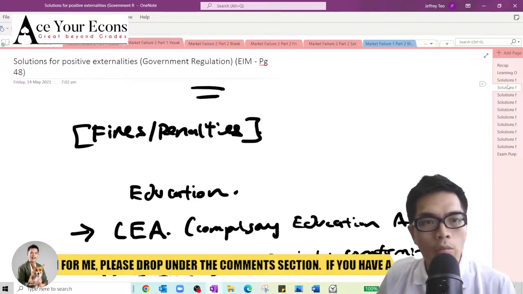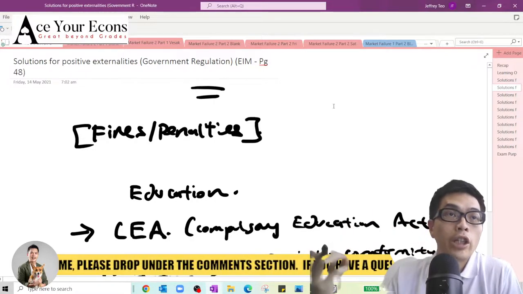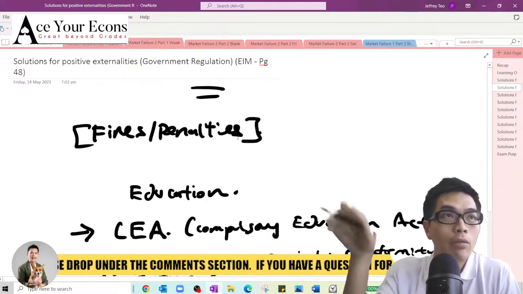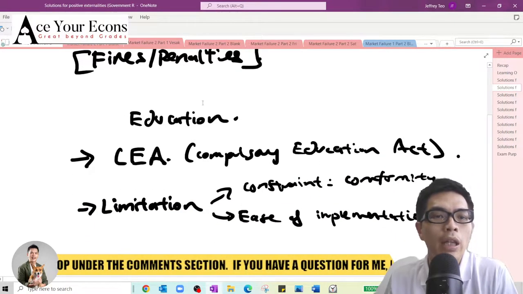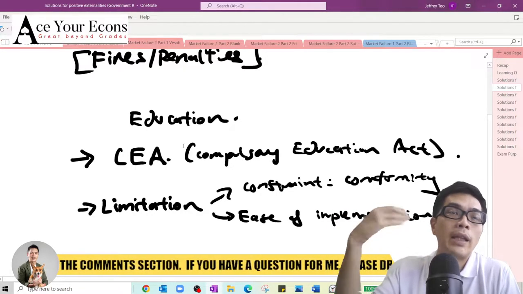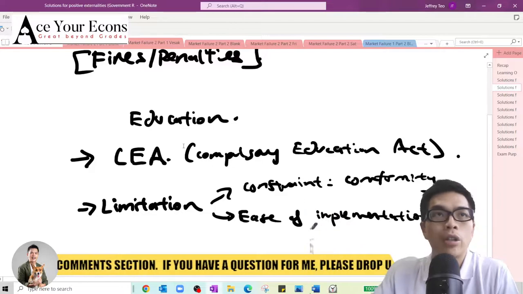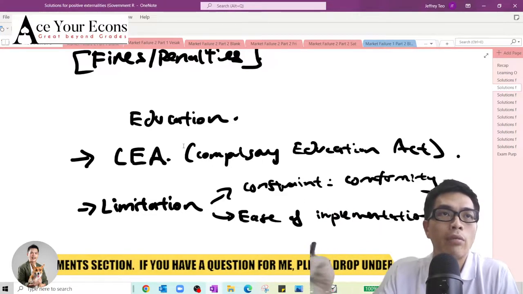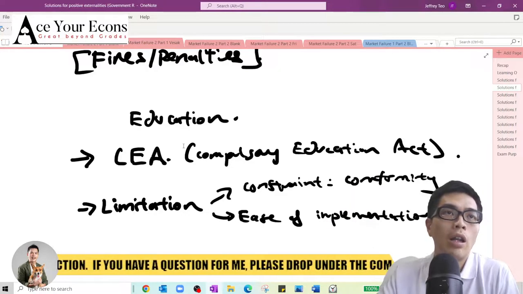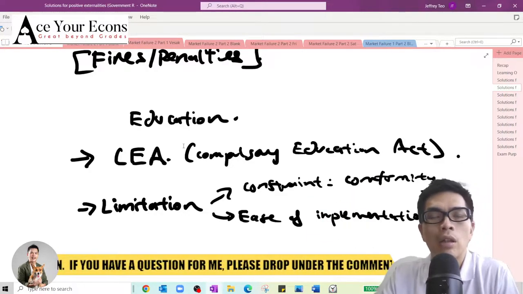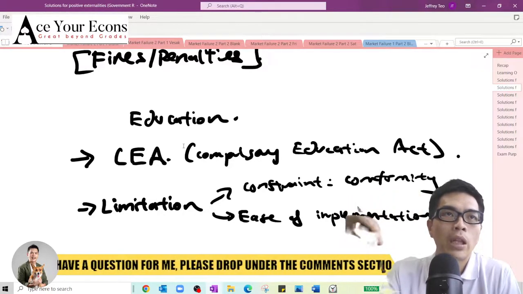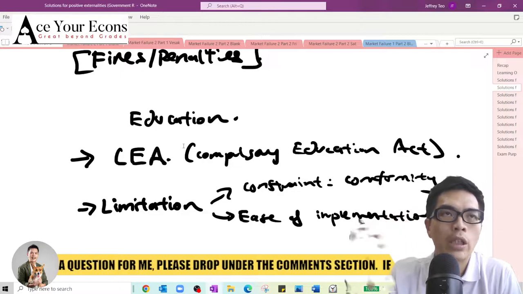Okay, so I'm going to move on to the next part on regulations. What are the things that you need to know for positive externalities regarding regulation? The example that I used last week was education. If we want to mandate an optimal level of consumption of education, there are rules and regulations, legal regulations, laws or legislation. So the whole idea behind regulation, legislation, law is to enforce on the penalty aspect.